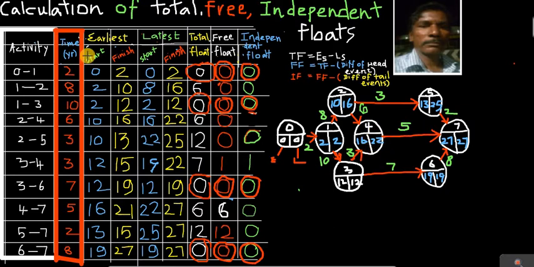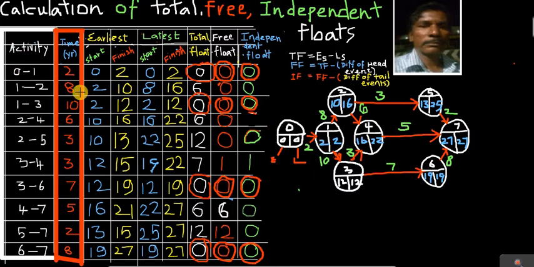Like that, for each and every activity we have to find out. Take for example the first activity, 0, 1 here. I am finding out the earliest time first. Afterwards we'll find out the latest time. For the first activity 0, 1, the earliest start time is 0. What is the earliest finish time? 2.